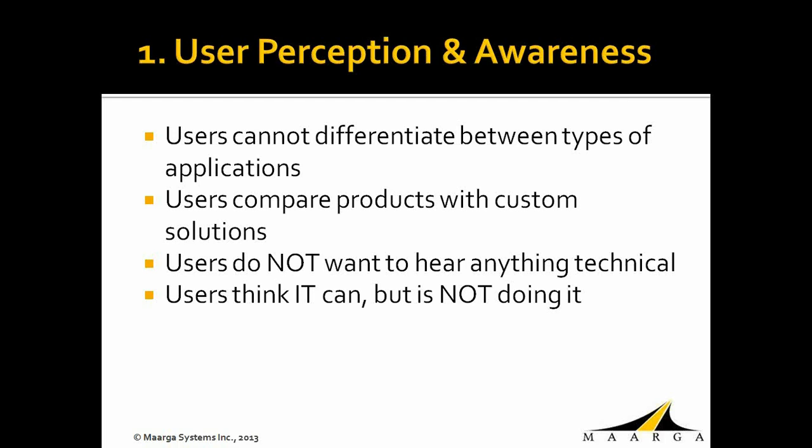The last part of it is that the users think that IT can manage the performance, IT can do it, but is not doing it. So that is where we need to justify the performance and the delays that the particular application is going through. We need to manage user perceptions, and we need to make the users aware of the delays and the reasons for the delay. Moving on.